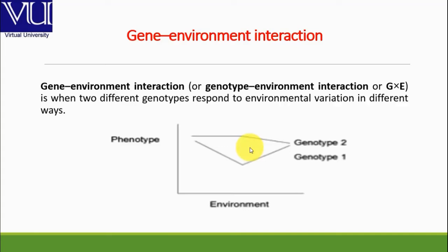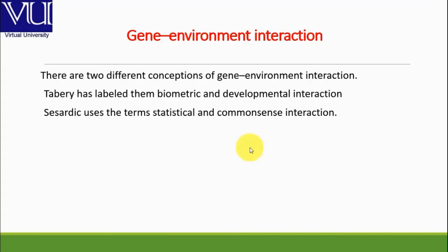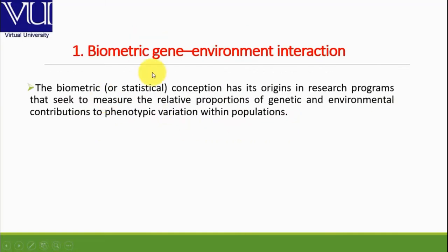There are two different conceptions about gene-environment interaction that Tabery has labeled: the biometric and developmental interaction. While Sesardic uses the terms statistical and common sense interaction. Biometric gene-environment interaction: the biometric or the statistical conception has its origin in research programs that seek to measure the relative proportion of genetic and environmental contribution to the phenotypic variation within population. Biometric gene-environment interaction has particular currency in population genetics and behavioral genetics.